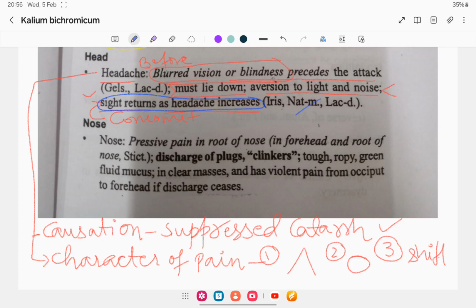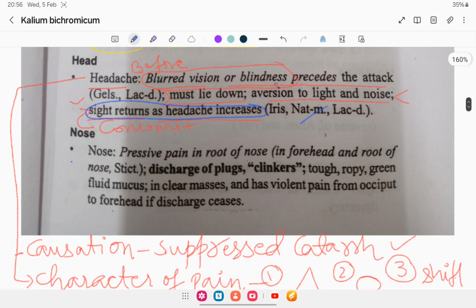Now come to the nose symptoms. Pressive pain in the root of the nose, in the forehead and root of the nose: Sticta pulmonaria. And in the root of the nose, pressive pain: Kali bichromicum. Discharge: plugs, clinkers, tough, ropey, green, fluid mucus in clear masses, and has violent pain from occiput to forehead if discharge ceases.